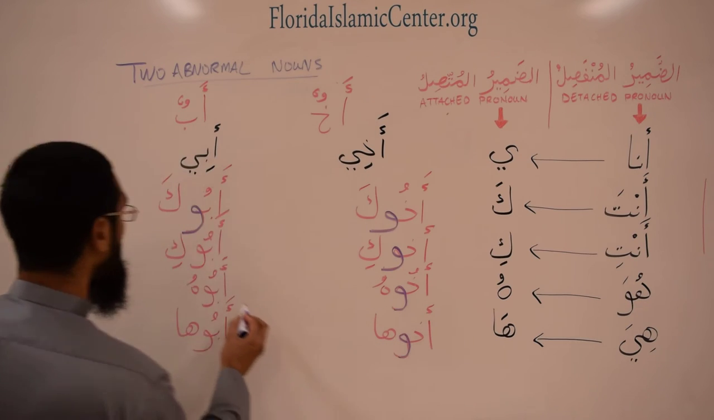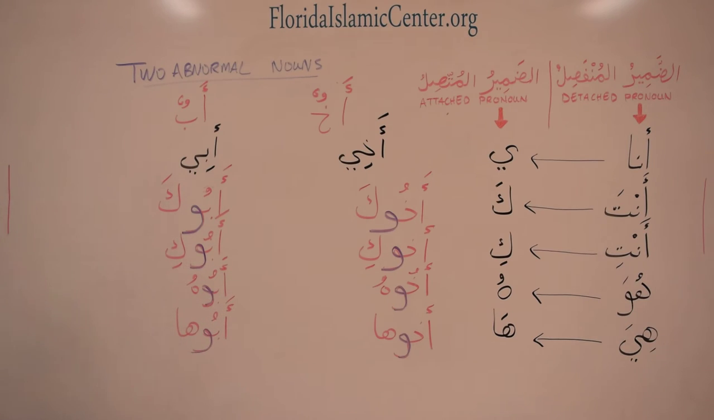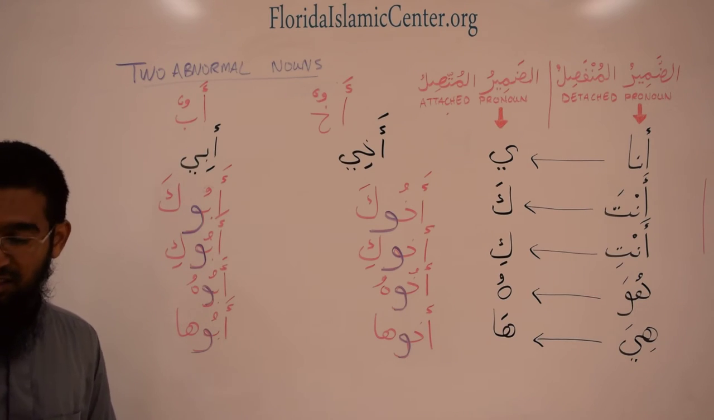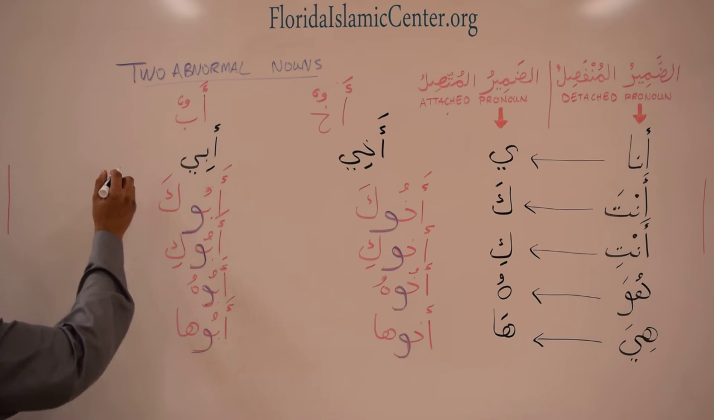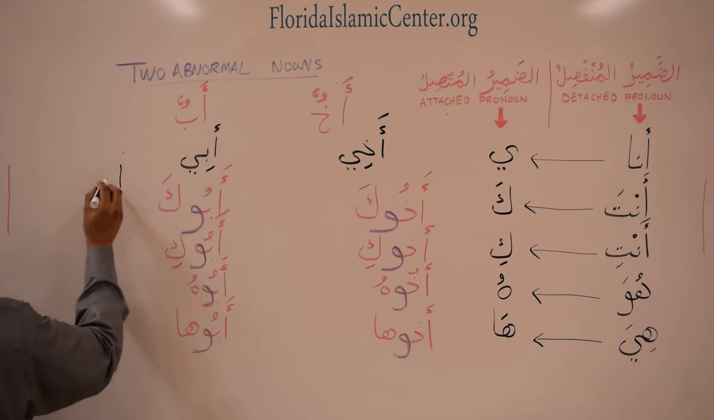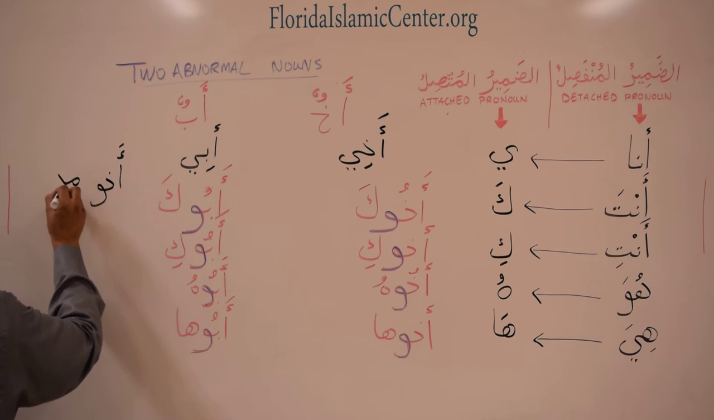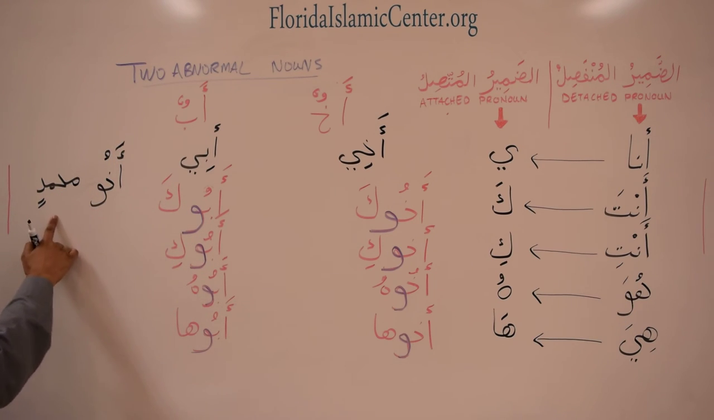Two abnormal isms, ismani. That's the abnormality of these two nouns. But you would make a regular sentence with them the same way you'd make it with the regular words. If you wanted to say the brother of Muhammad, you would say akhu Muhammadin. Akhu is the mudaf, Muhammadin is the mudaf ilayhi.